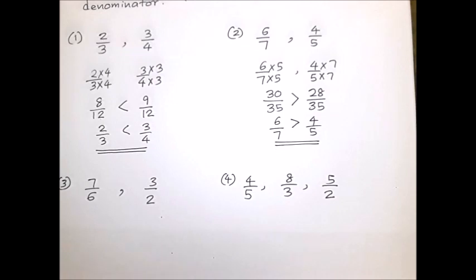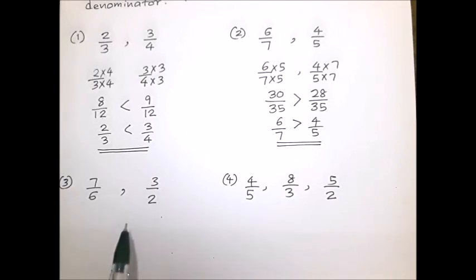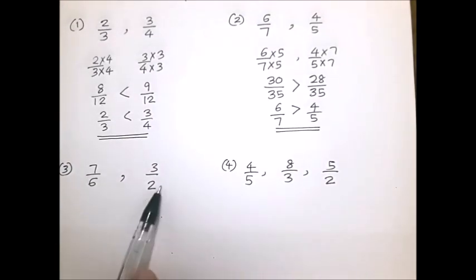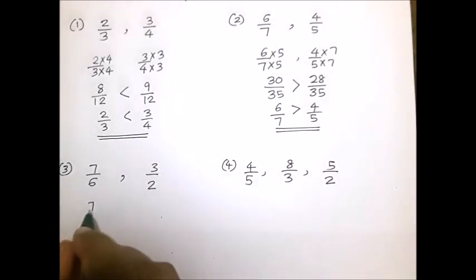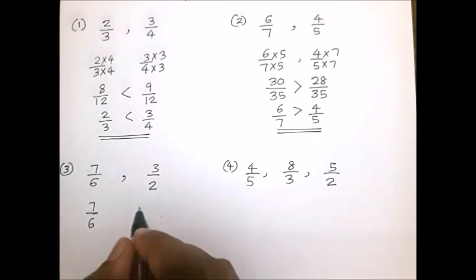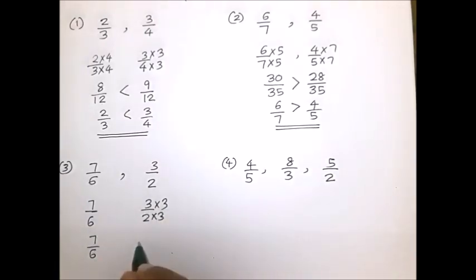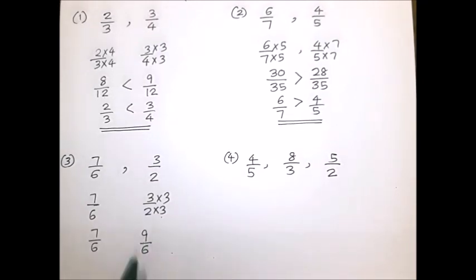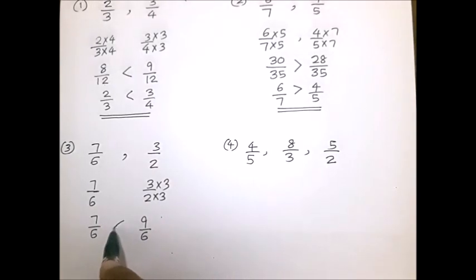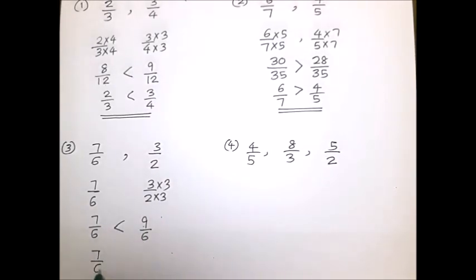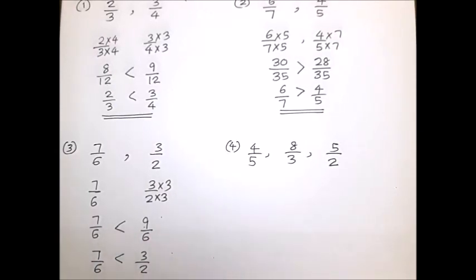Now look at third example. Denominator is 6. Here denominator is 2. What is the common denominator you can take? You can convert this into 6. So multiply only this fraction by 3. Keep this fraction remains as above. 3 over 2 multiplied by 3. Here 3 multiplied by 3, 9. 9 over 6. Here 7, here 9. 9 is the larger number. So this fraction is the largest one. 7 over 6 smaller than 3 over 2. This is the answer.